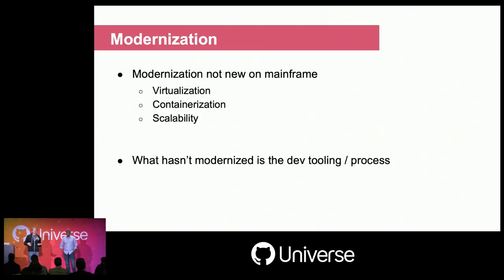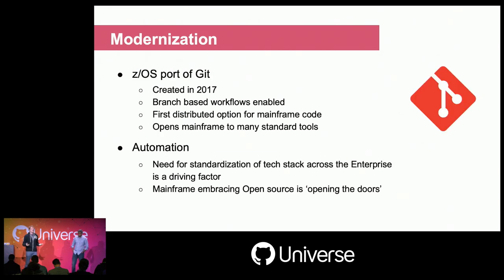And modernization isn't new on the mainframe. Modernization has continued to occur over and over again as mainframes have supported things like virtualization and containerization and scalability and persistent encryption for a number of years. But what hasn't modernized as of yet is that process. And we're up here today to talk about how that is no longer the case with the tools that are present. And the first step in that was, honestly, a port for Git.